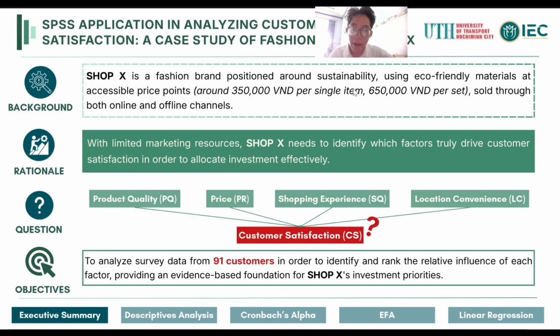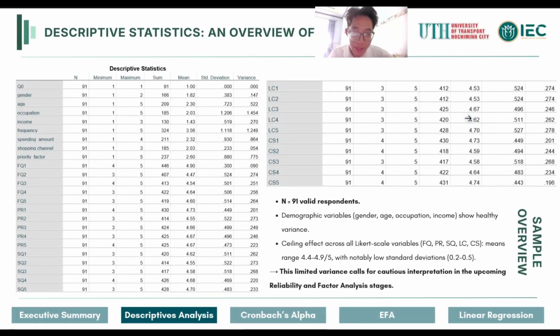That's our outline. With the first part, the descriptive statistics, here you will have the table from the 91 valid respondents. First of all, the demographic variables like gender, age, occupation, and income show healthy variance, as you can see here.